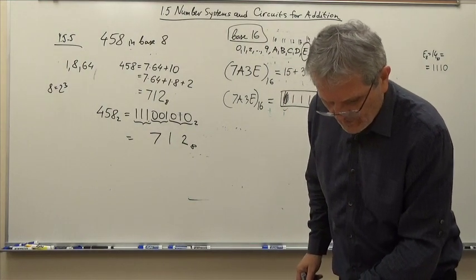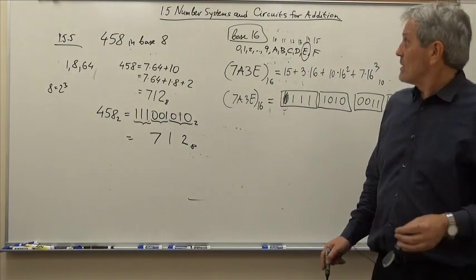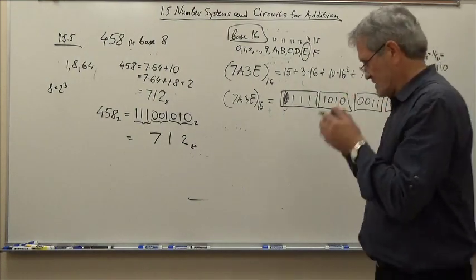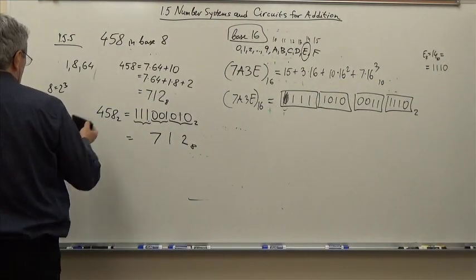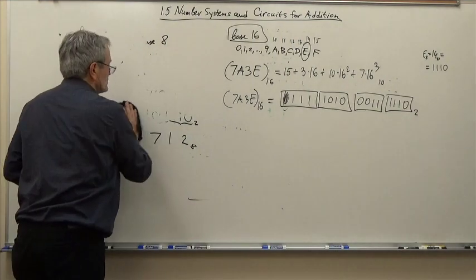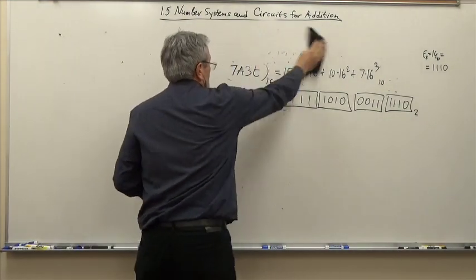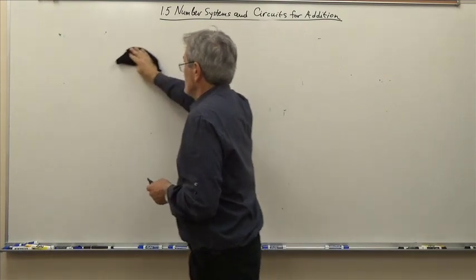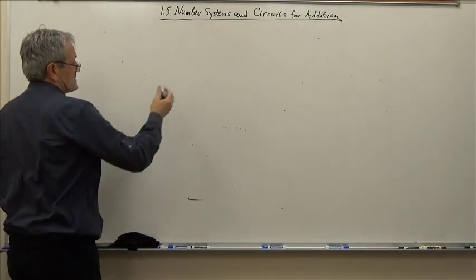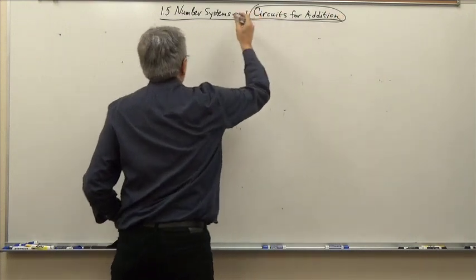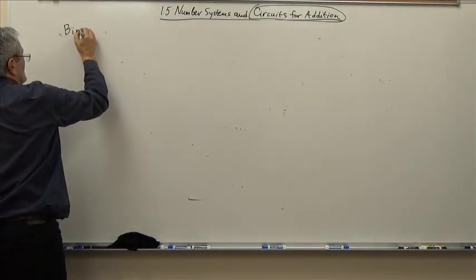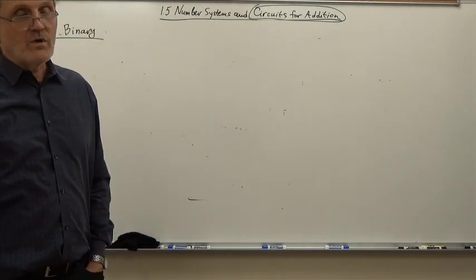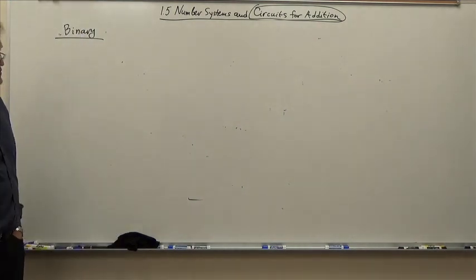All right, so now we want to go to the second part, and that is how do we write the circuits for addition? Let me erase the board and start the discussion. So we need to develop two things. One is how to add individual digits, and then how to add the numbers. We'll use binary representation. And first we'll talk about the way to add individual digits.